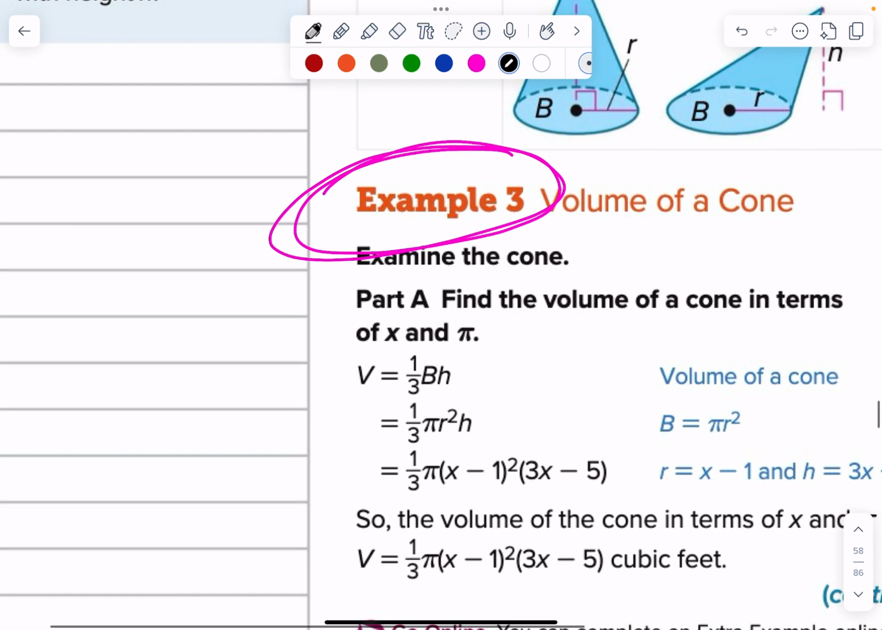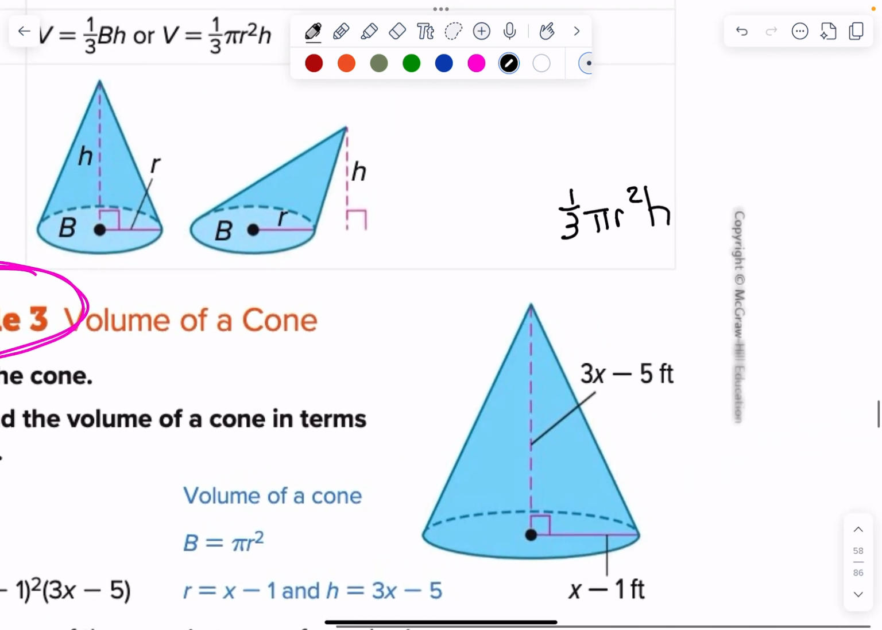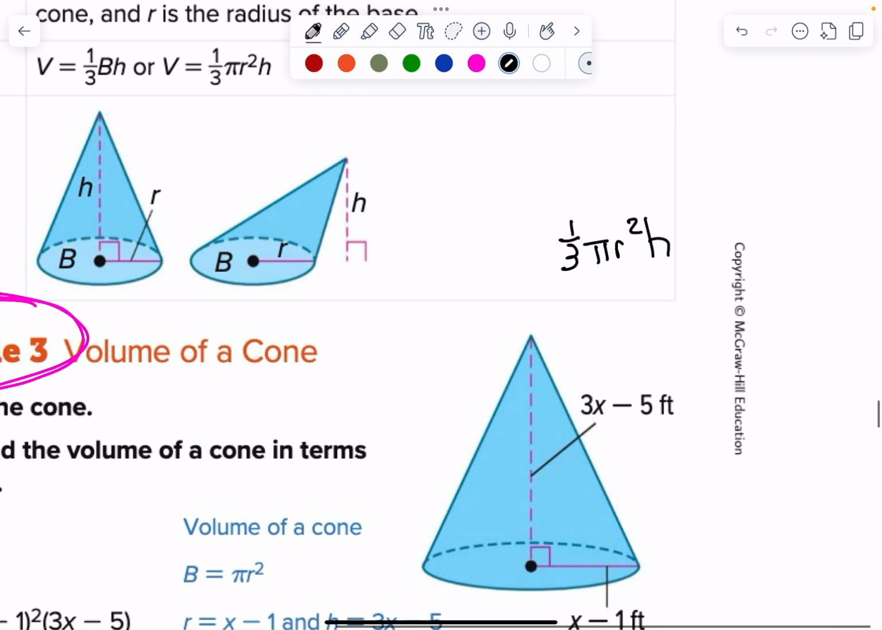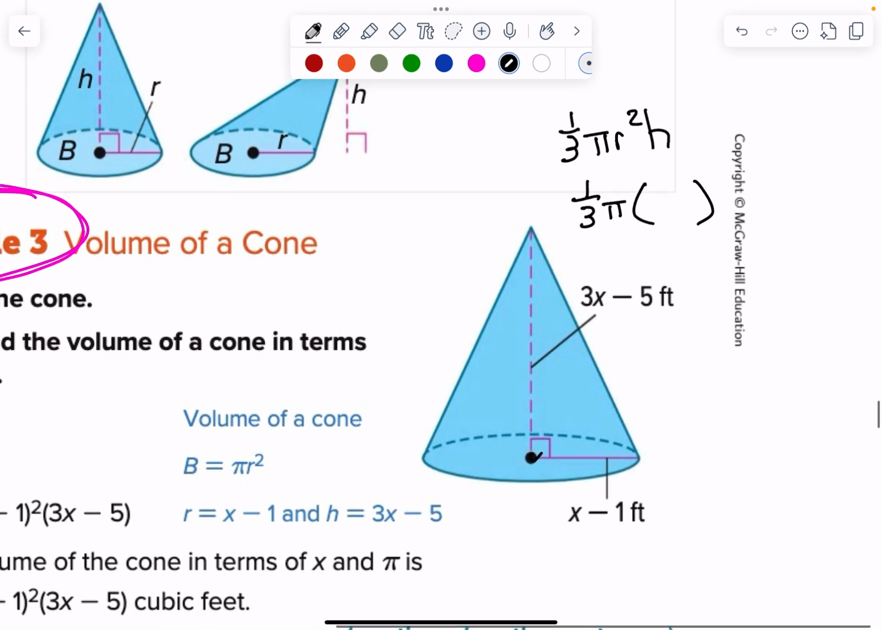Or they say 1/3 capital BH, but it just so happens that their capital B is the area of the circle, right? So kind of the same thing. I've got 1/3 pi, the radius of this. They have it labeled as x minus 1. x minus 1 squared times the height, which is 3x minus 5, okay?